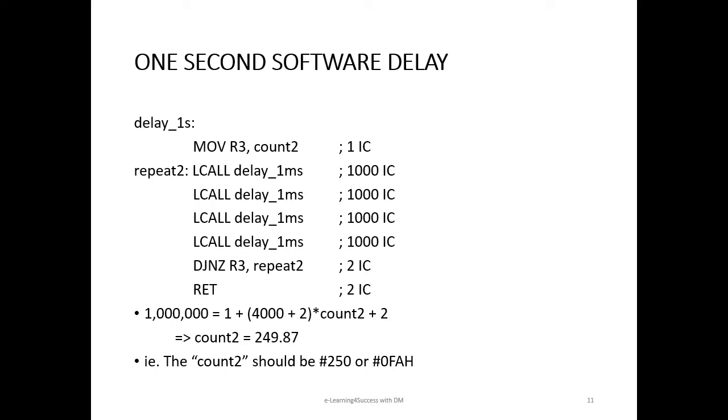The 1 millisecond subroutine is called 4 times here. Now this is repeated count2 number of times. The calculation shows the value to be used in place of the count2 variable. It can be seen that in order to generate a 1000 millisecond delay, that is 1 million microseconds, the value to be loaded in place of the count2 variable is 250.